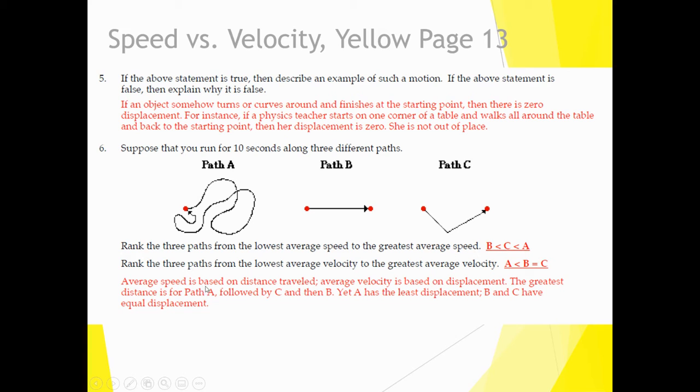The other part is ranking the three paths from the lowest average velocity to the greatest average velocity. Well, A is starting and stopping at the same point, and that's less than the other two, which appear to be about equal. So A is less than B, but B equals C.